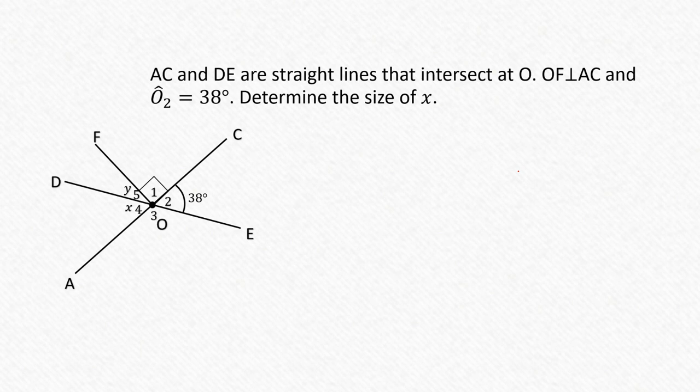Do we have vertically opposite angles here? Check the intersecting lines AC and DE. What can you say about angle O2 and angle O4? These are vertically opposite angles, so they are equal. So X is also 38 degrees because they are vertically opposite angles with angle O2. Done. And then we move on to the next one.